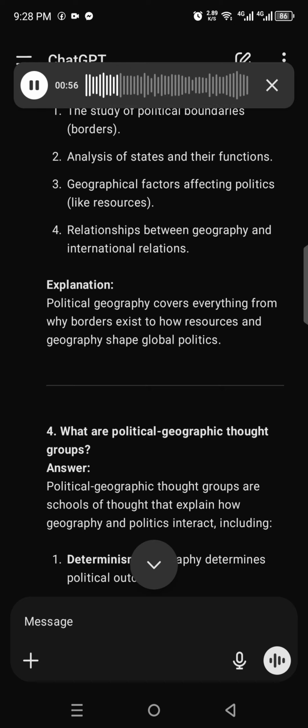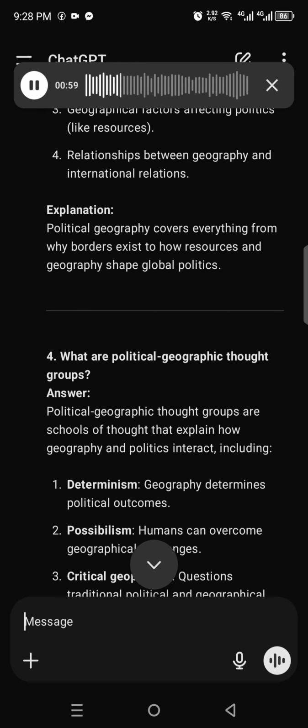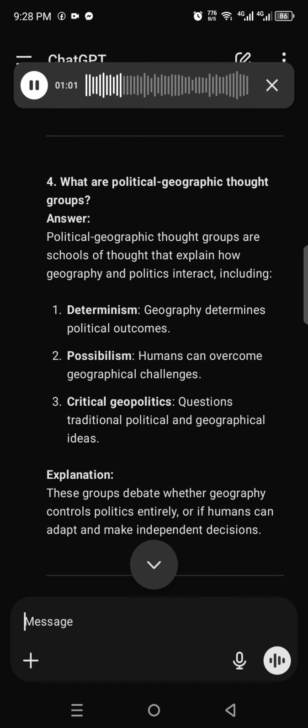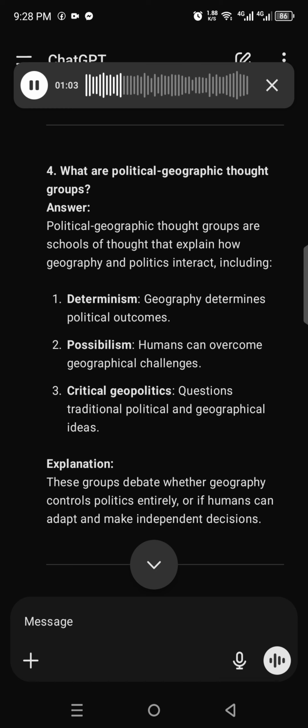4. What are political geographic thought groups? Answer. Political geographic thought groups are schools of thought that explain how geography and politics interact, including: 1. Determinism. Geography determines political outcomes. 2. Possibilism. Humans can overcome geographical challenges. 3. Critical geopolitics. Questions traditional political and geographical ideas. Explanation. These groups debate whether geography controls politics entirely or if humans can adapt and make independent decisions.